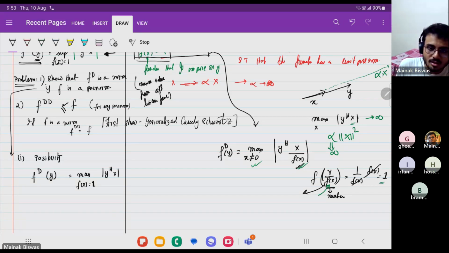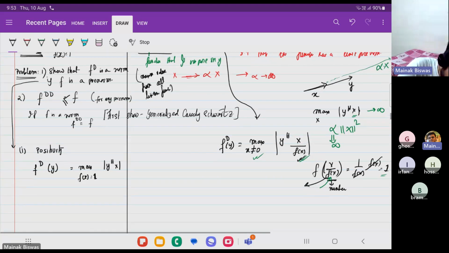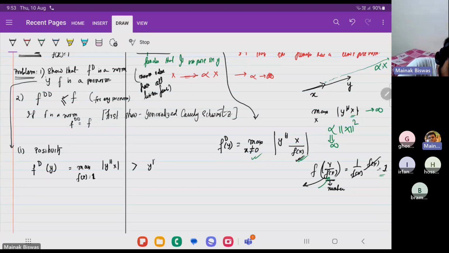Right? Yes. So do you agree this is greater than or equal to any y Hermitian x? Because I'm taking the max over all x's here, such that f of x is equal to 1. It is greater than or equal to whatever. Max is taken, so it is correct.